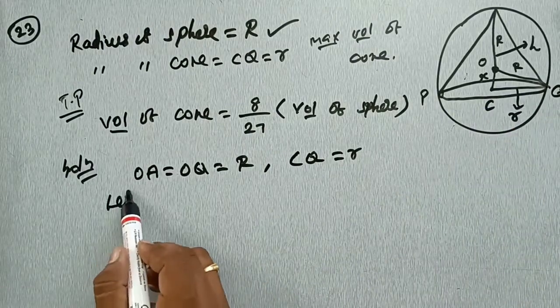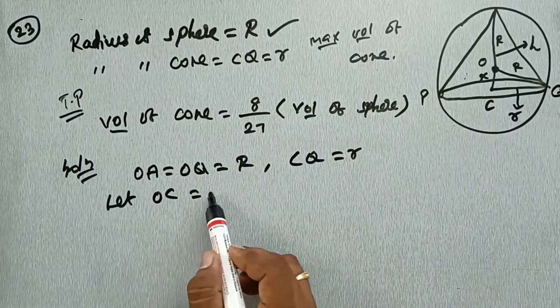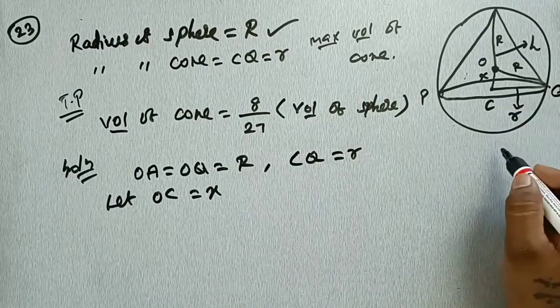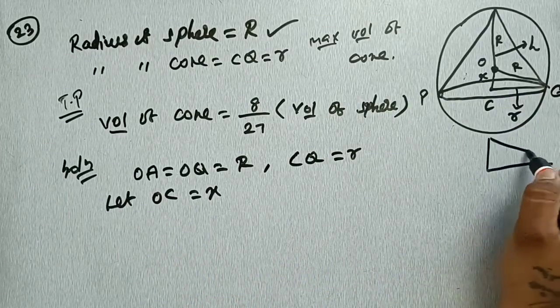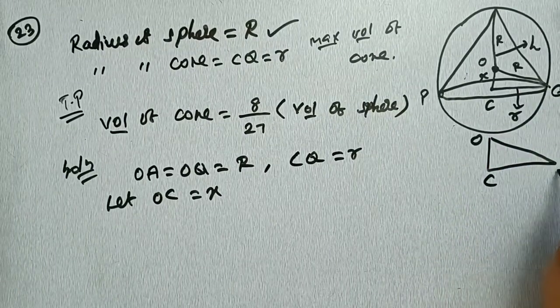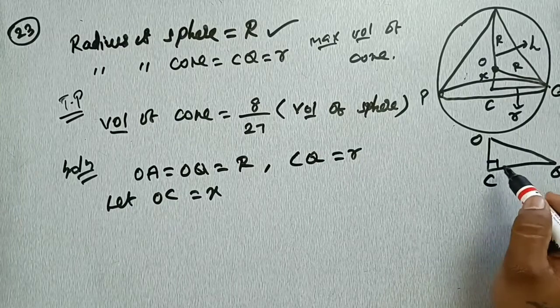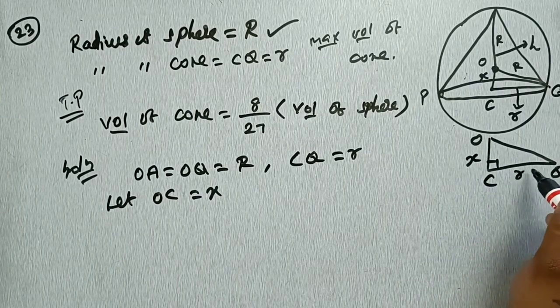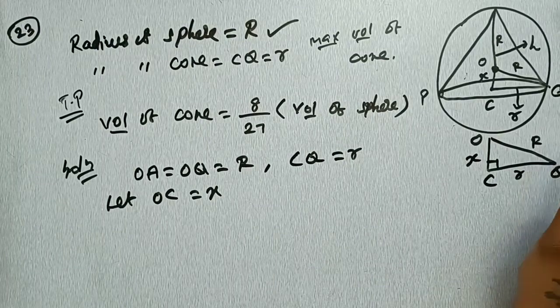So let OC equal to x. We are seeing a right angle triangle here, this right angle triangle OCQ. Drawing OCQ separately, this is a right angle triangle. This length equal to x, this length equal to r, and this length equal to capital R.